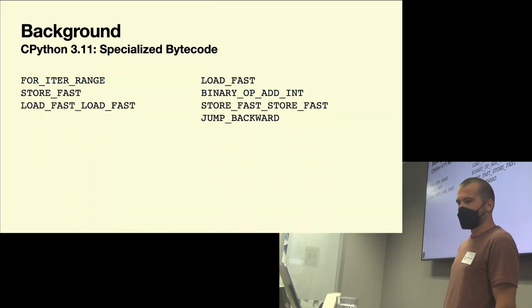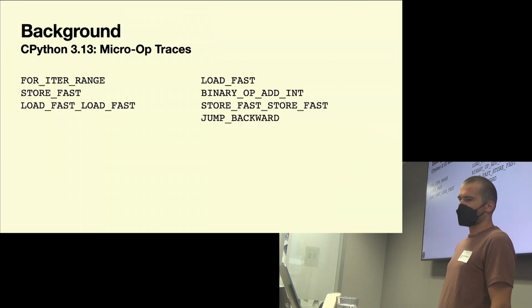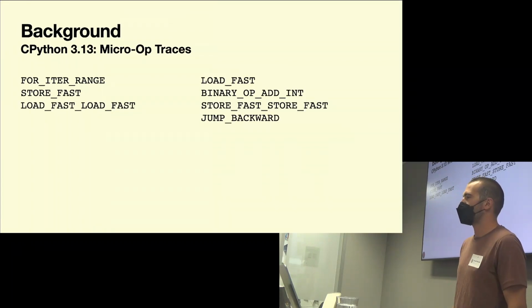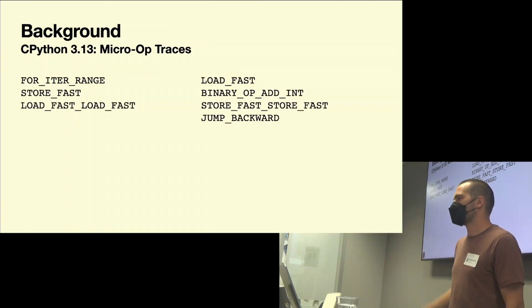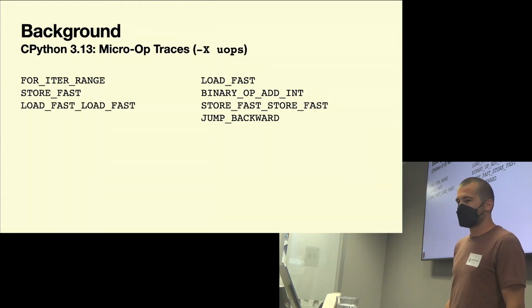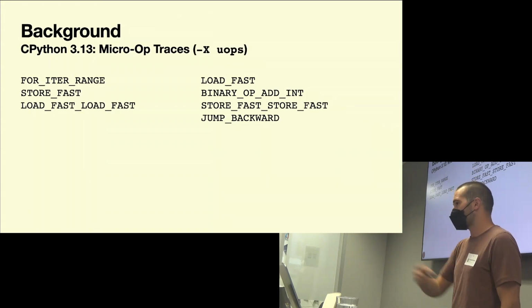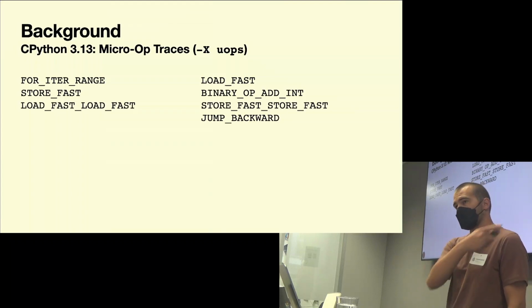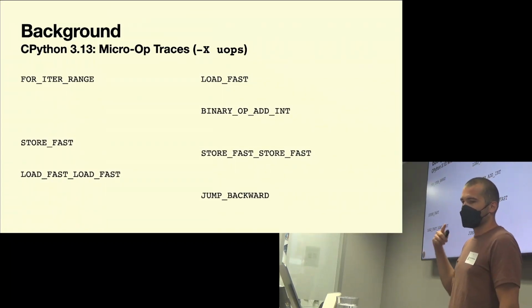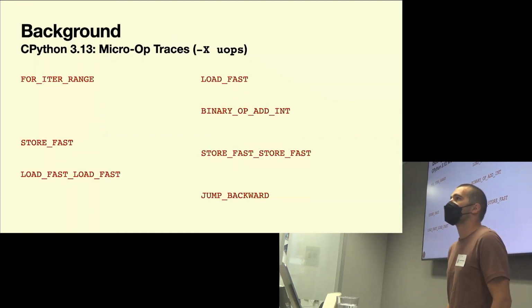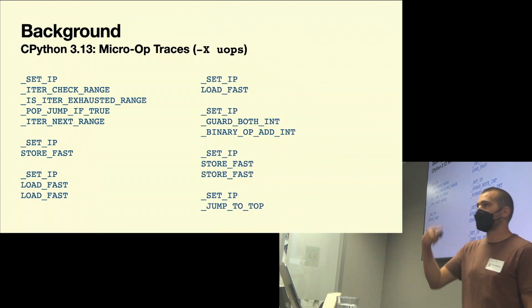So that's great. Now in 3.13, we're building micro-op traces. These micro-ops are those smaller, more atomic steps that I was talking about that we're able to break individual instructions up into. As I mentioned before, you can actually run these off of main by passing the -X option, uops. When you do that, we will collect a trace for this loop, and we'll actually break each of these instructions up into their individual components.